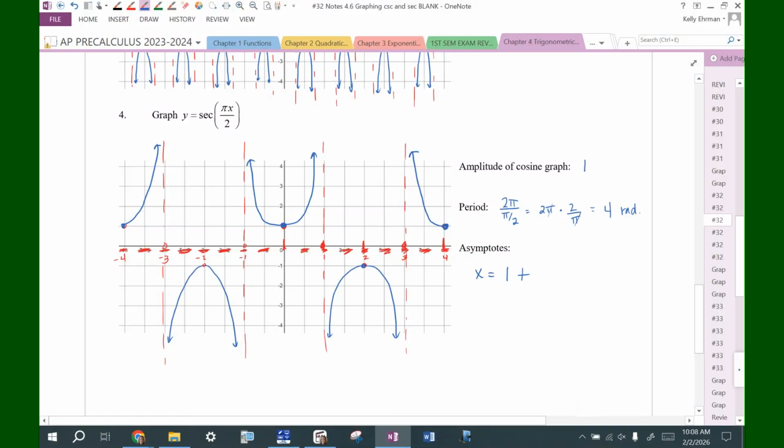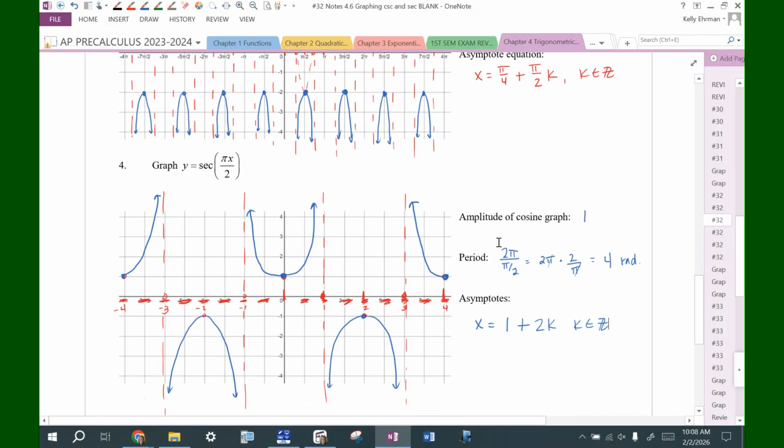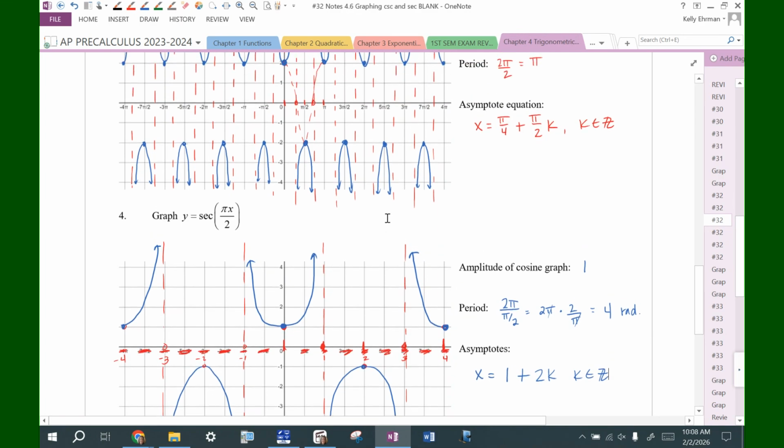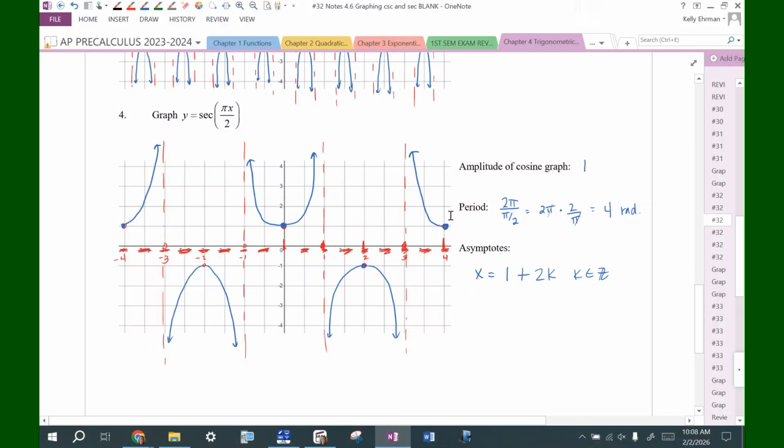What's the distance between them? It's still half the period. Half the period is just 2 times k, and k is an integer. Or, check your graph. The distance between 1 and 3 is 2. Distance between -1 and 1 is 2. So most of the work for getting the proper setup for these is still just correctly graphing a sine or a cosine curve. And then the part that can be a little bit tedious is going through and sketching all of the asymptotes and branches. But otherwise, there really aren't that many extra steps as far as what we do for these graphs.